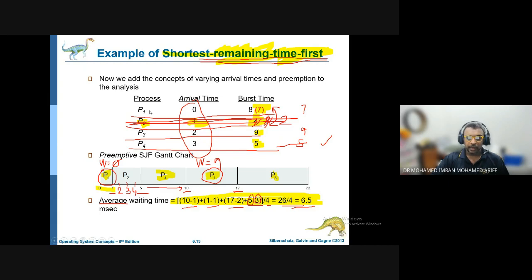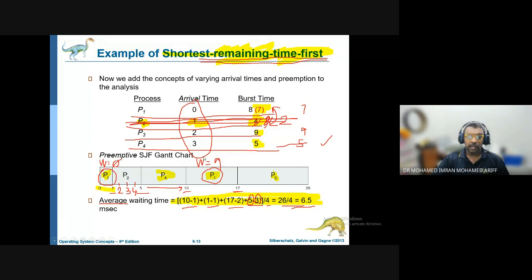So P4 is finished and P2 is finished, leaving P3 and P1. Compare P3 and P1: 9 and 7. 7 is the shortest, P3 is 9, which is longer and bigger. So P1 will continue until 17, that is just 7. Then stop and continue with P3. P3 is 9, so 17 plus 9 gives 26.